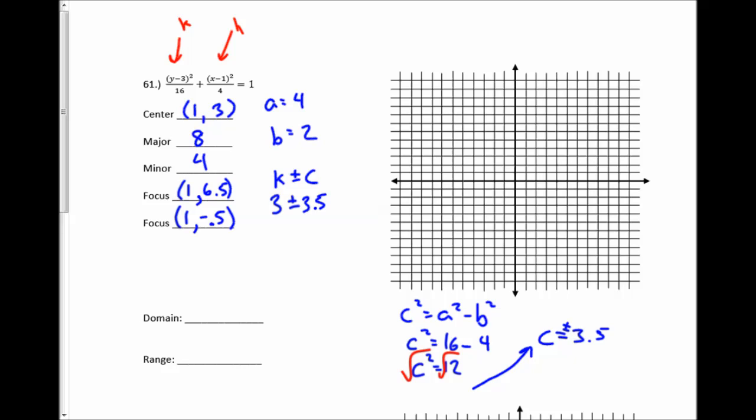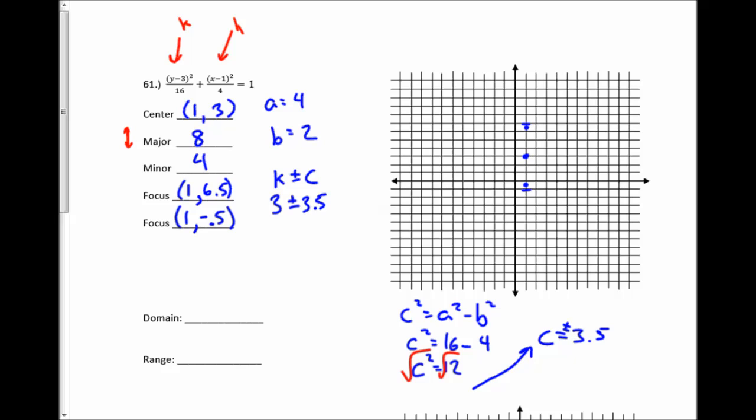And now I'm just going to start plotting these values. So I've got 1, 3, which is right here. That's my center. I'll plot my foci next. 1, 6.5 is right here. 1, negative 0.5 is right here. For my major axis, since this is a vertical ellipse, my major axis should run up and down. And I have to count 4 in each direction. It's going to be very close to the foci on this one.